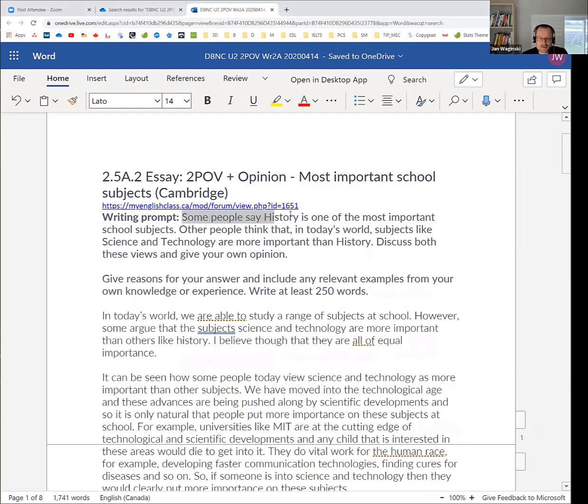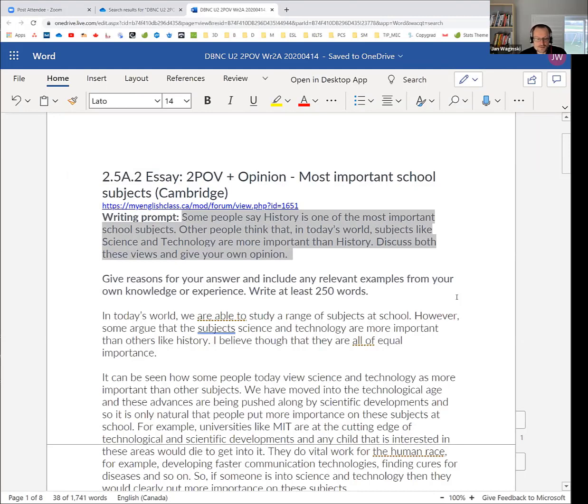Some people say history is one of the most important school subjects. Other people think that in today's world, subjects like science and technology are more important than history. And the instructions say, discuss both points of view and give your own opinion. So unlike the agree-disagree essay, there's 3 things you have to do. You have to talk about 2 different points of view, and you have to give your own opinion.